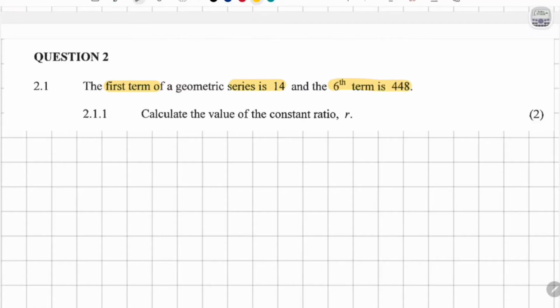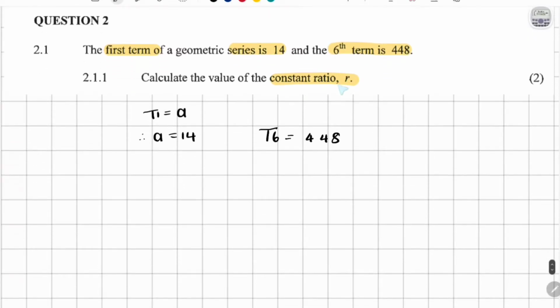Whenever they give you the first term, and it is a geometric or an arithmetic series or sequence, just note that they're trying to give you the value of a, because the first term, we call that a. So the value of a in this geometric series is 14. Then they're telling us that the sixth term, T6, is 448. And we have to use this information to find the constant ratio. Because they're giving us a term value, this implies that we're going to have to use the Tn formula to find the value of r.